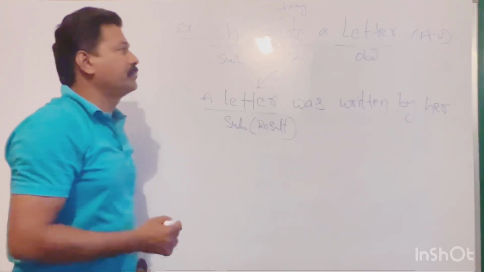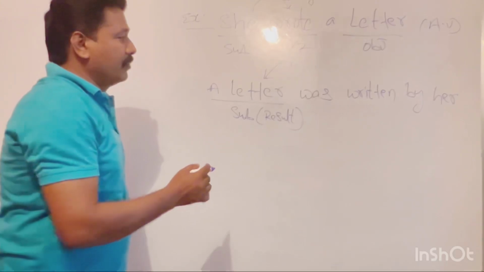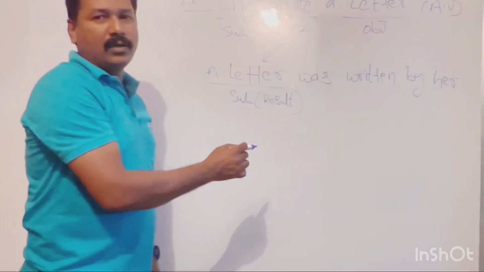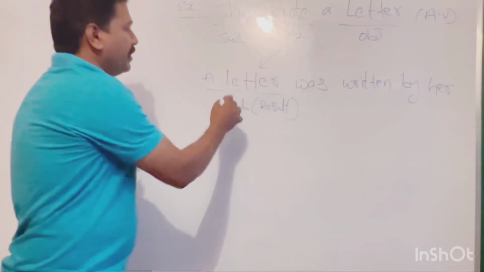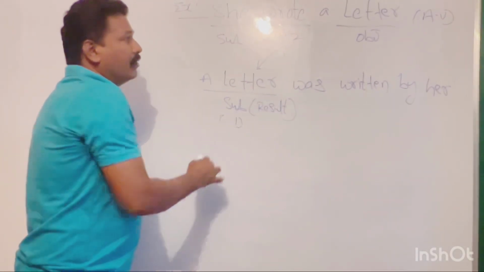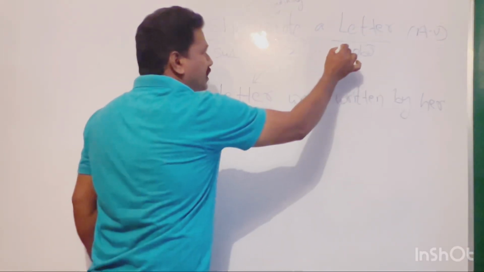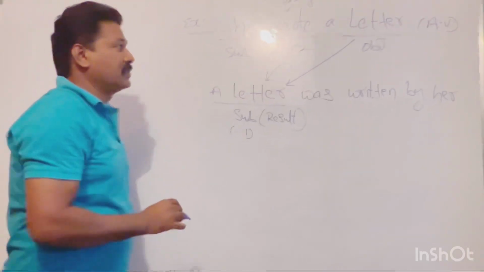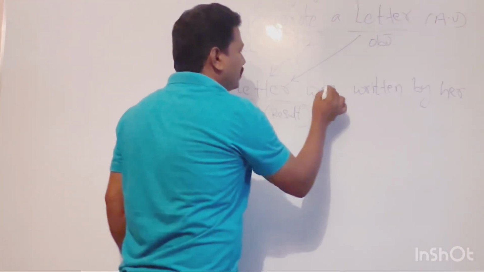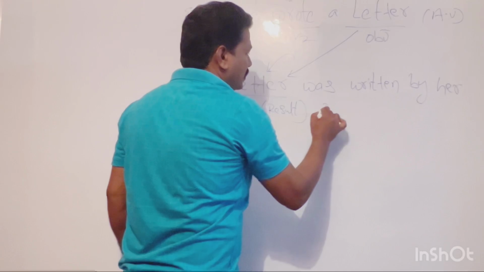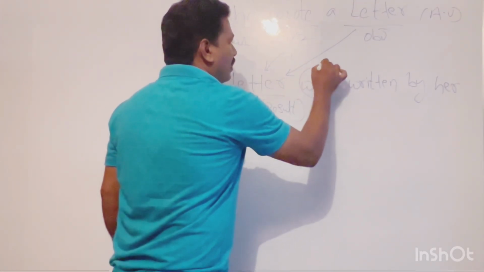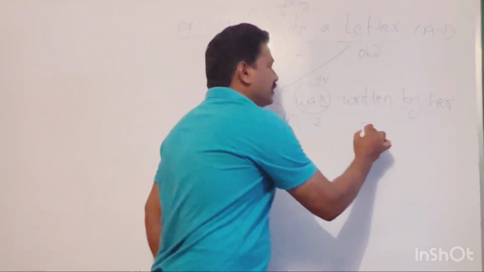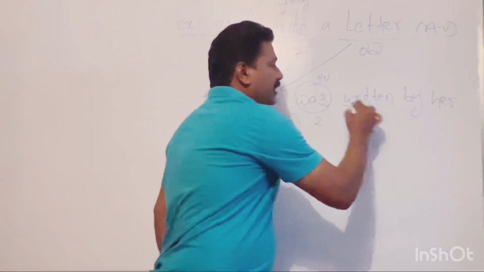Now let us see the steps which we follow while changing a sentence from active voice to passive voice. The first step is: the object in the active voice became the subject in the passive voice. That is the first step. And the second step is nothing but was, which is the helping verb. Whereas the third step is the verb V3 is written here.